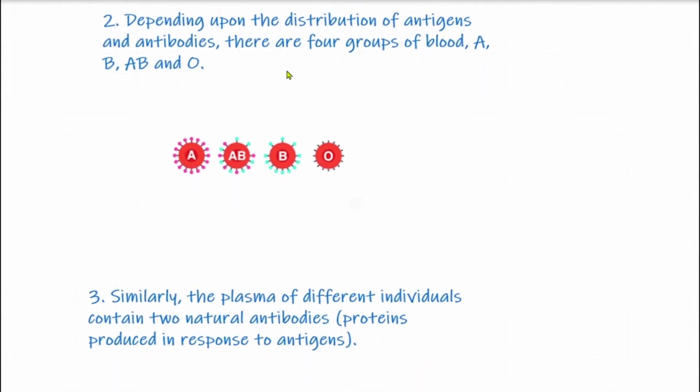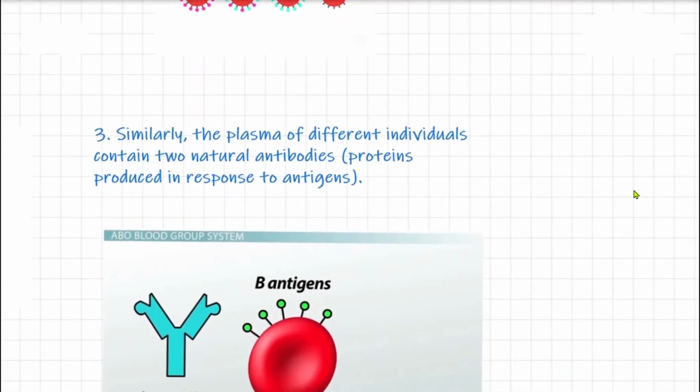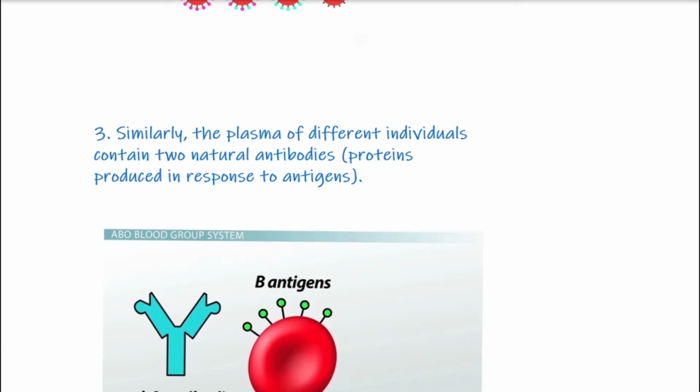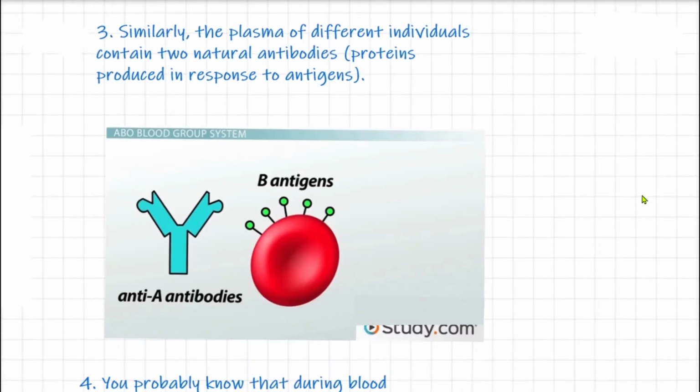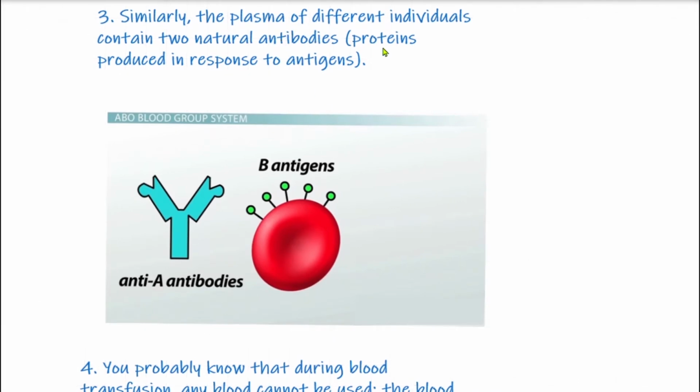Now I have used the term antibody here. I will explain this in the third point. Similarly, the plasma of different individuals contains two natural antibodies, proteins produced in response to antigens. What are antibodies? Antibodies are proteins which are produced in response to antigens. That means they are produced by our defense system to kill these antigens, to damage the cells containing these antigens.